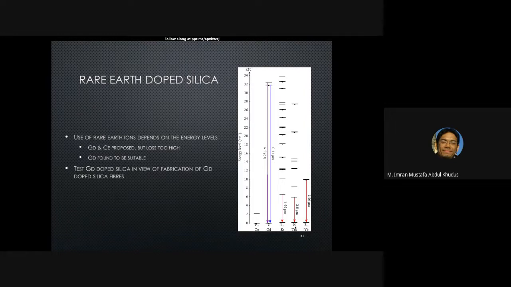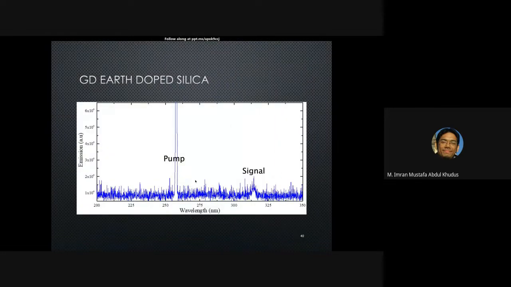Erbium is in telecoms, and thulium is currently being investigated for 2 microns and above. Sometimes they co-dope it with erbium and ytterbium, stuff like that, but essentially it's the same scheme. Only really gadolinium has this wavelength, the energy level that we need, and so we doped it. So this is the initial experiment.